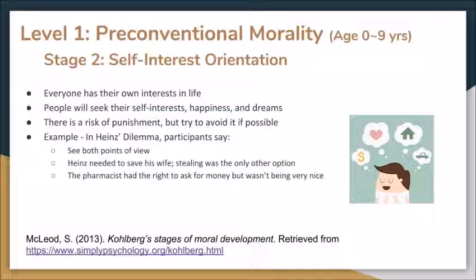Children in these stages can generally understand that both Heinz and the pharmacist were seeking their own happiness. The pharmacist wanted money, and Heinz wanted medicine for his wife. There is a risk Heinz will go to jail, but he is just trying to save his wife.